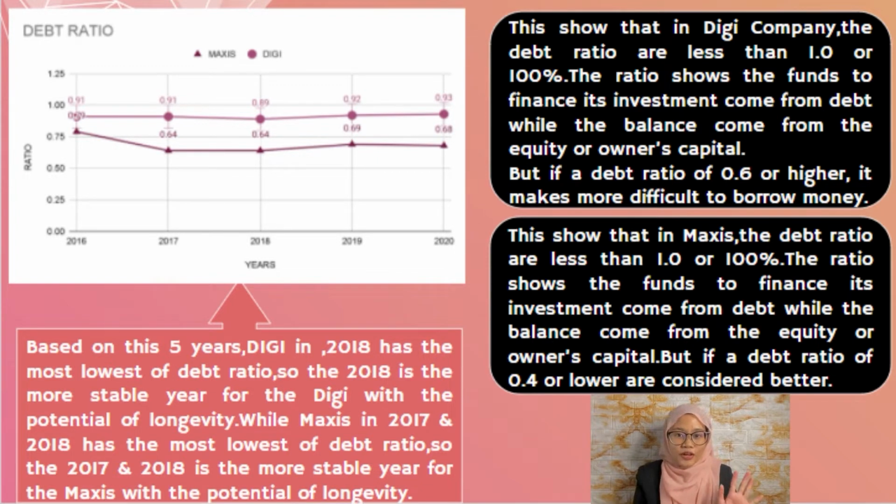Then, based on these 5 years, Maxis in 2017 and 2018 has the lowest debt ratio. The debt ratio is 0.64. So, 2017 and 2018 are the most stable years for Maxis with potential of longevity. In conclusion, Maxis has a good debt ratio, which means a lower risk perspective than DG.